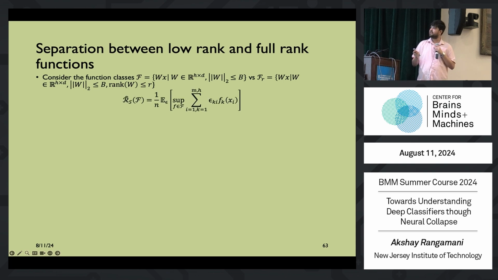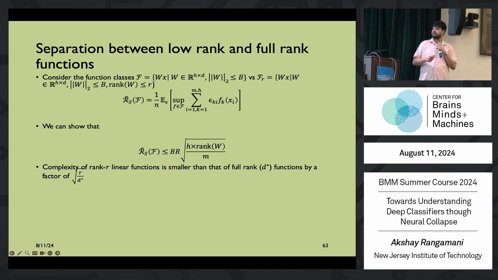If we consider the function classes, full rank but with a budget on the spectral norm, and low rank but with the same budget, now we can show that the Rademacher complexity of the class depends on the rank. Okay, and the complexity of low rank functions is smaller than that of full rank functions by a factor of the square root of the ratio of their ranks.